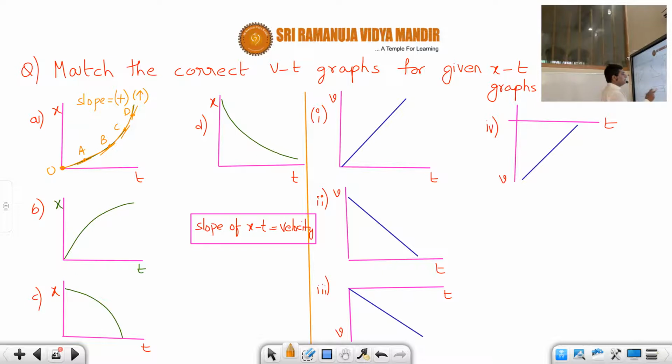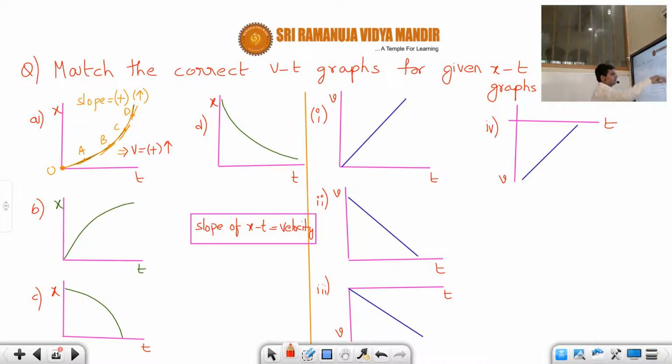And slope is nothing but velocity. So that means velocity also should be positive and also increasing. Correct or not, students? So velocity is positive and increasing. Tell me, students. So straight away, the third one and fourth one are not correct, because their velocity is negative. So that means 1 and 2 are correct.